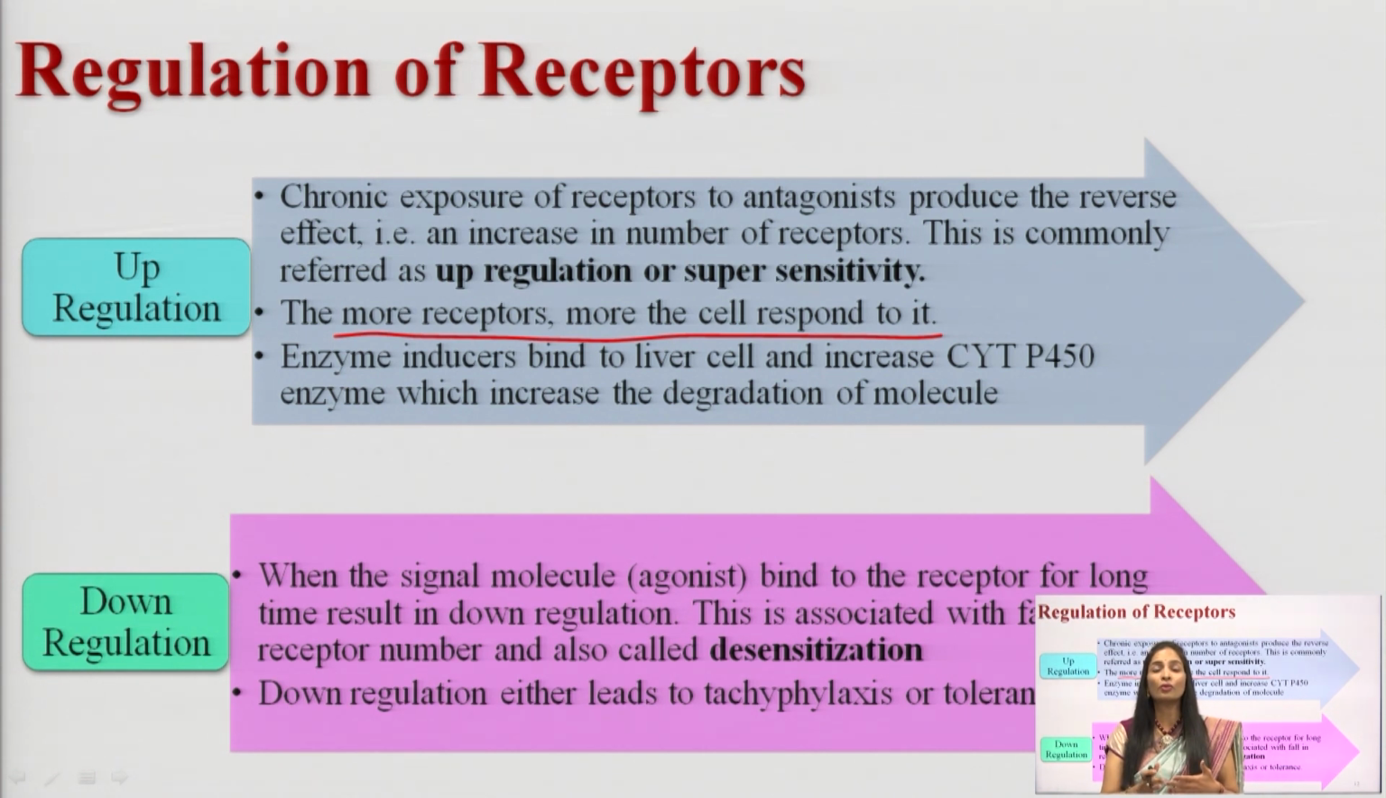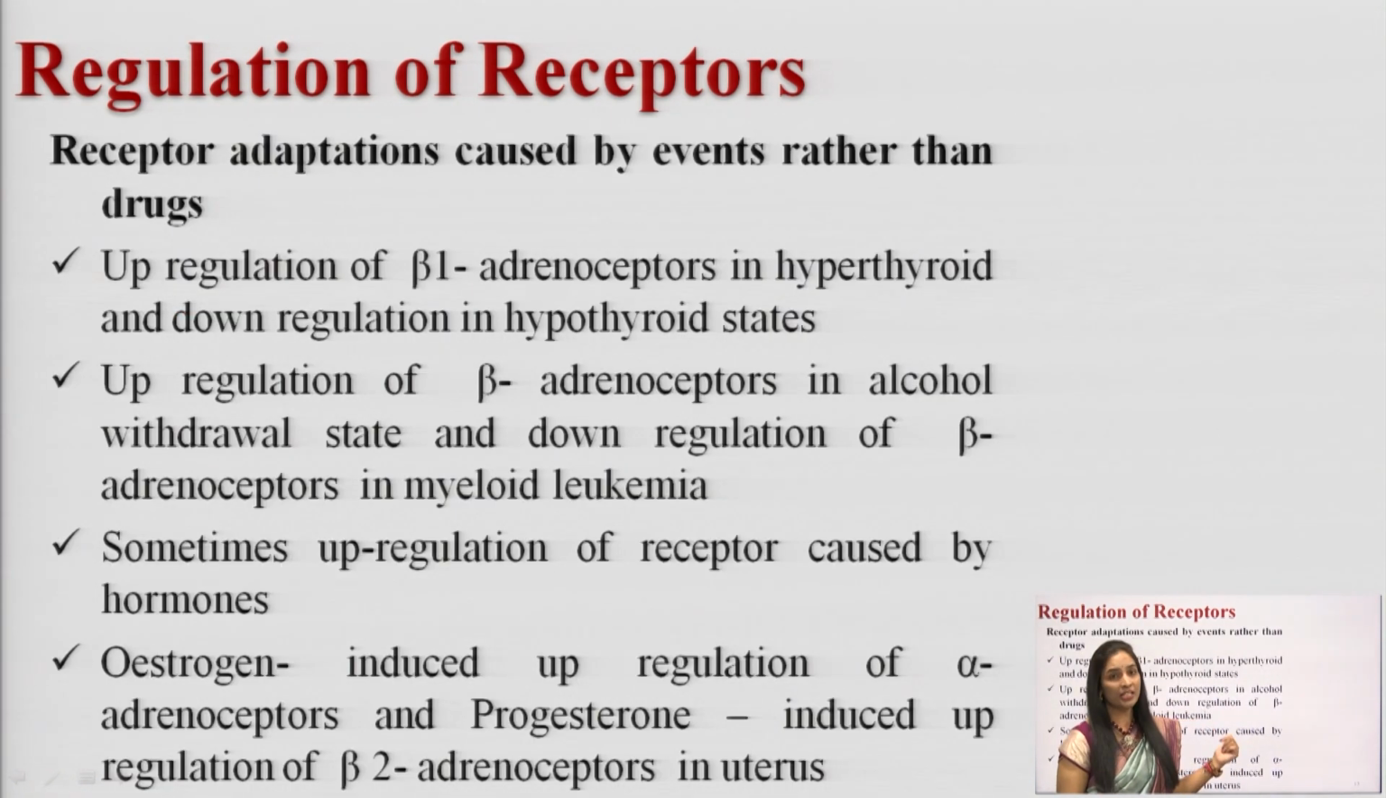It is going to diminish the action of a receptor, and in downward regulation you can see two terminologies, tachyphylaxis and tolerance. Once the receptor shows downward regulation, and its sensitivity has decreased, the receptor will cause tachyphylaxis or tolerance. So, here I am discussing upward regulation.